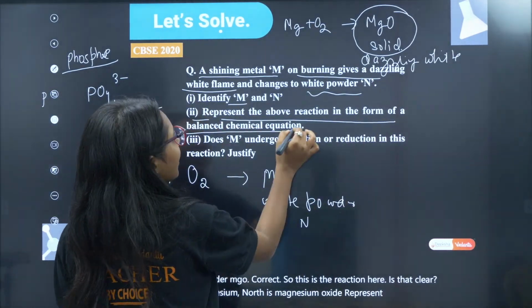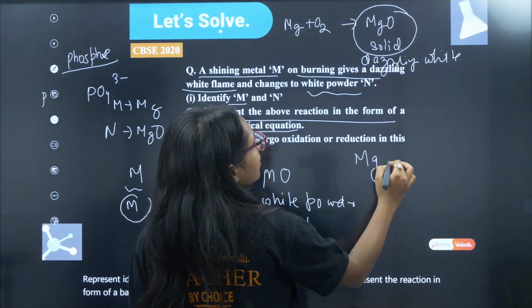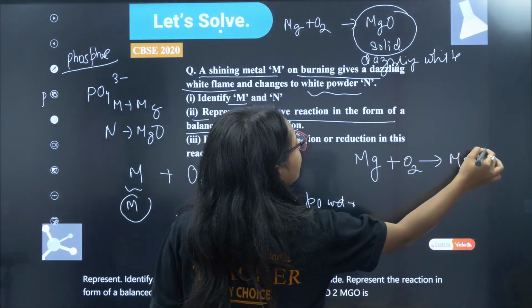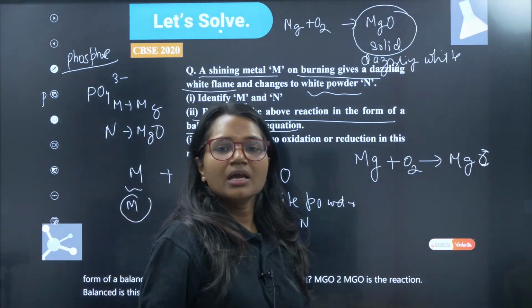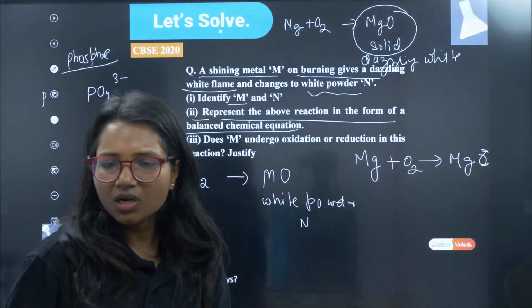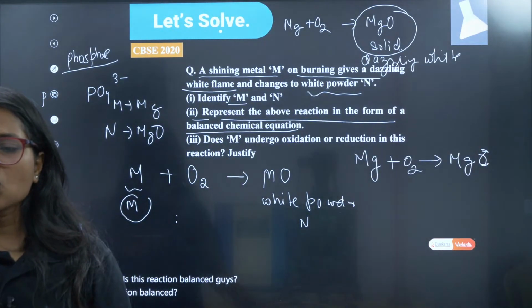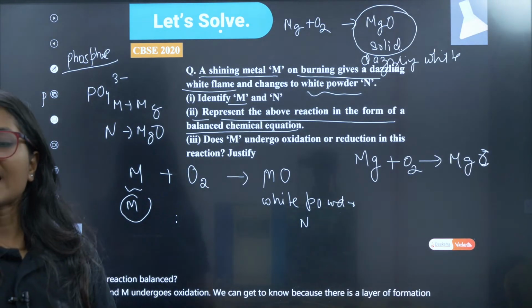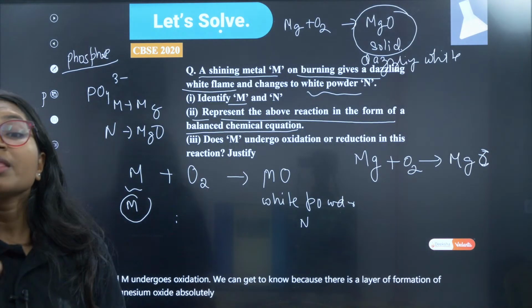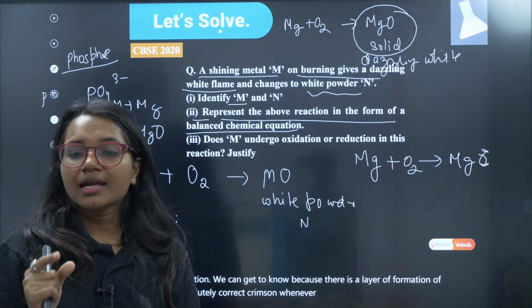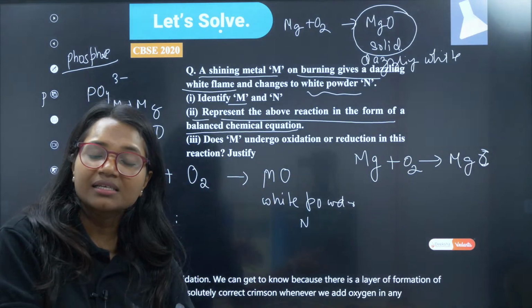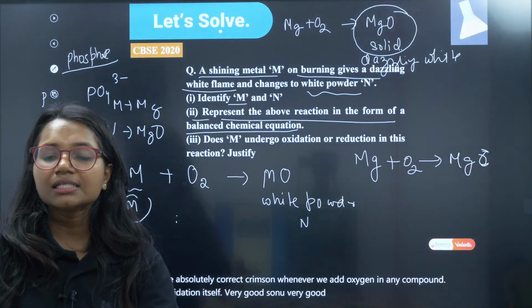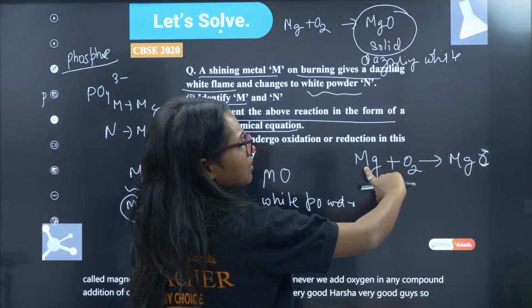Represent the reaction in the form of a balanced chemical reaction. Balanced means what? Mg plus O2 gives MgO. Is this reaction balanced, guys? Ma'am, M undergoes oxidation. We can get to know because there is a layer formed, called magnesium oxide. Absolutely correct, Crimson. Whenever we add oxygen to any compound, addition of oxygen is oxidation itself. Very good, Sonu. Very good, Harsha. Very good, guys.